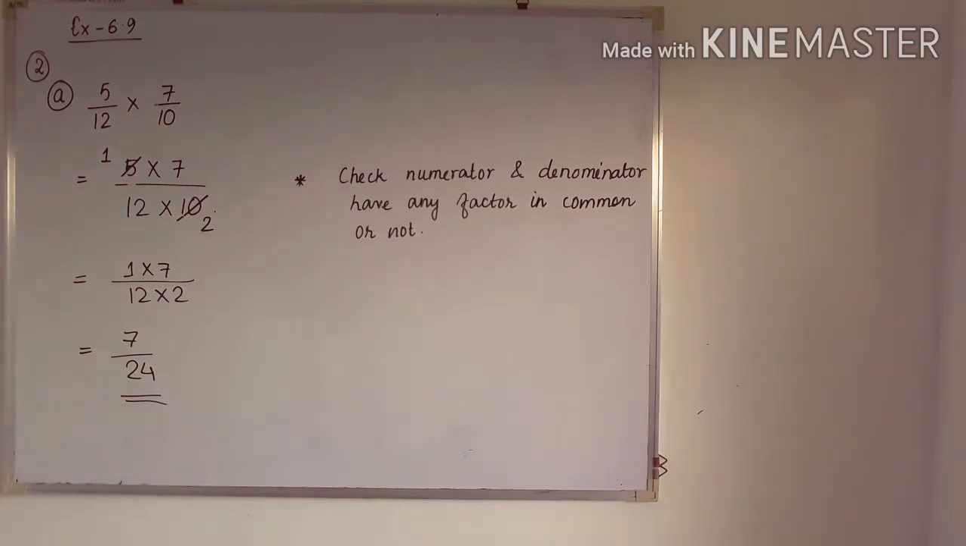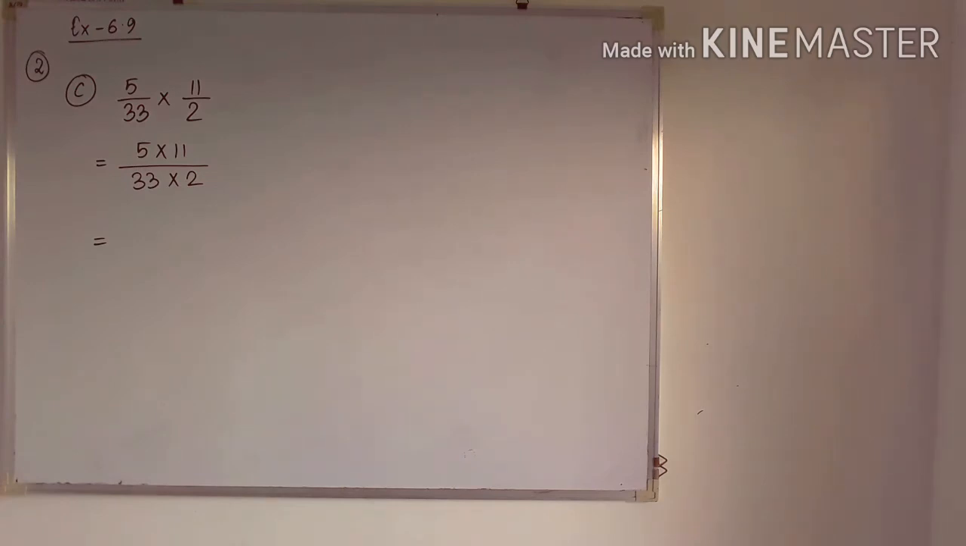Okay students, the next question is number C. So 5 by 33 into 11 by 2. In the numerator we have to write 5 into 11 and the denominator will be 33 into 2. See, 5 and 33 do not have any factor in common. 5 and 2 also don't have any factor in common other than 1. So now we will check with 11. 11 and 2, we have to check numerator with denominator. 11 and 2 don't have any factor in common other than 1.